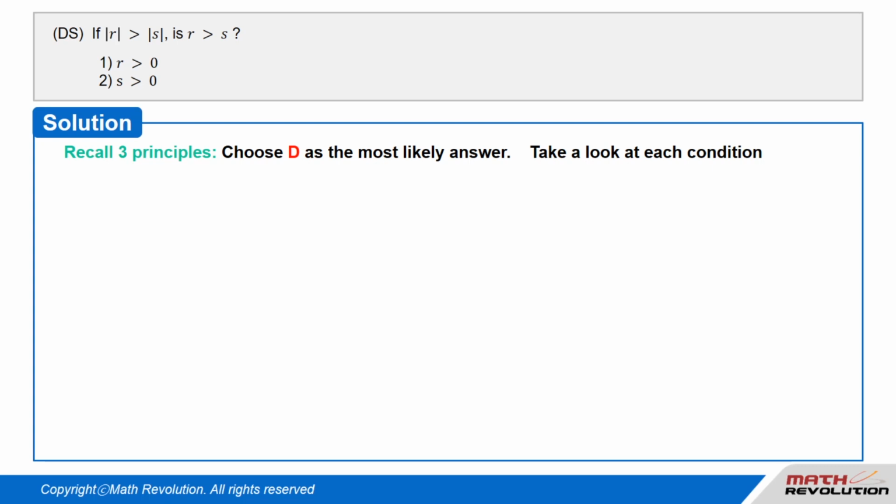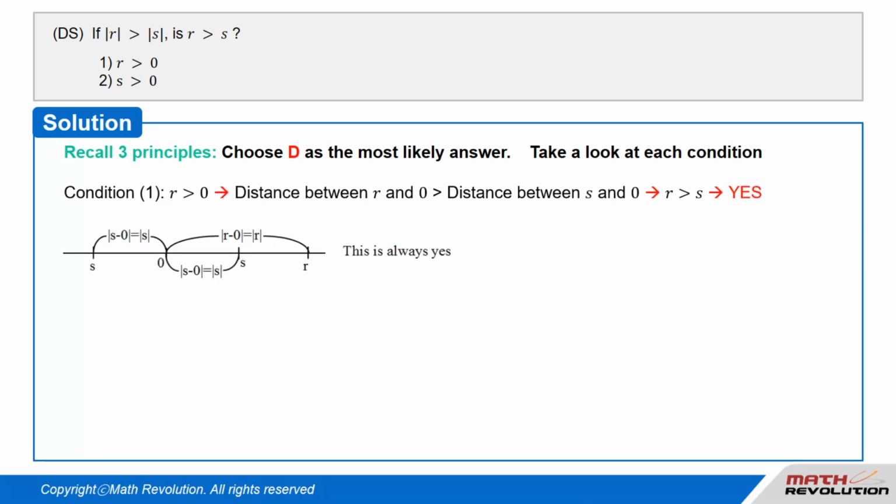Let's look at each condition. Condition 1 tells us that R is greater than 0. Since R is greater than 0, and the distance between R and 0 is greater than the distance between S and 0, R is always greater than S, as shown below, and we get yes as the answer.